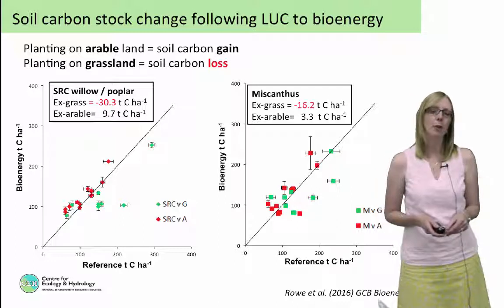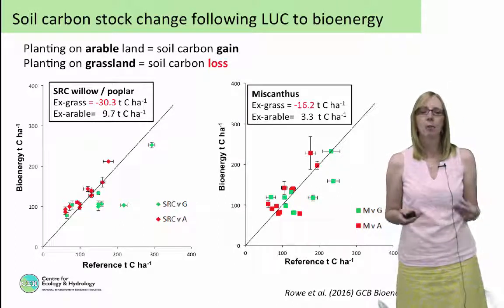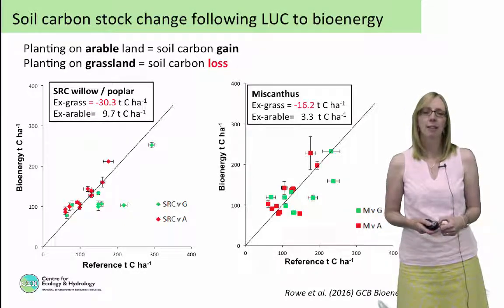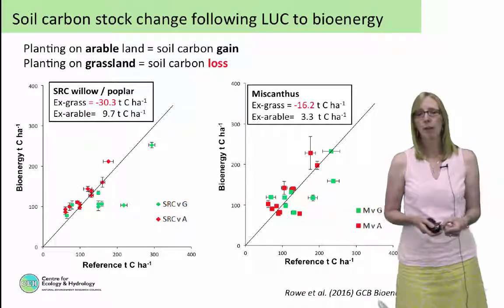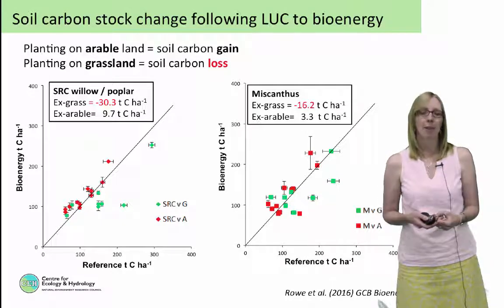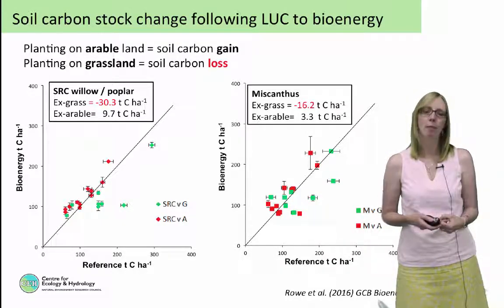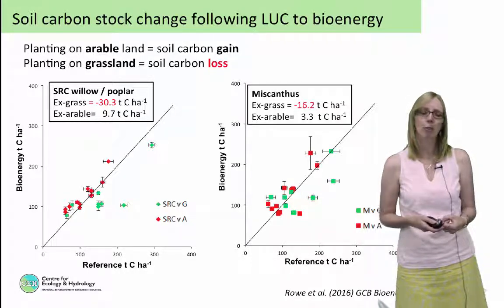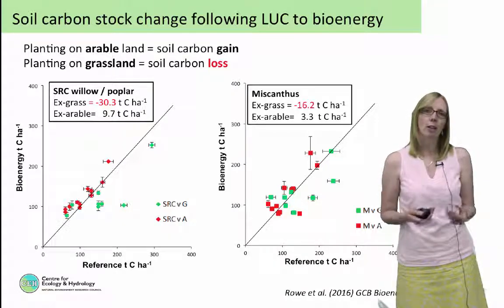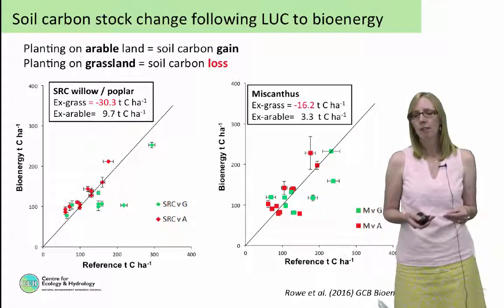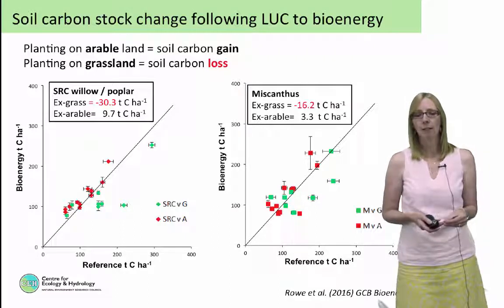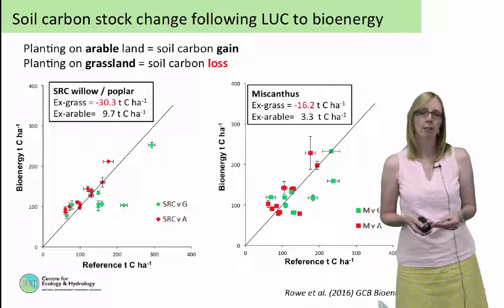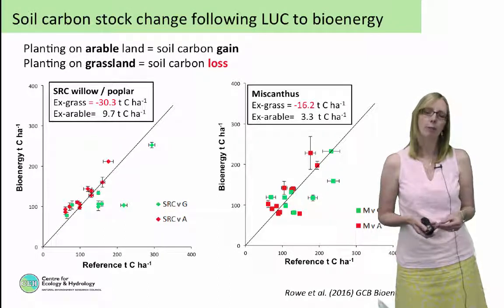For the soil carbon stocks, I want to talk to you about some data which brings together data from lots of different sites. And this is looking at the planting of short rotation coppice willow on the left and poplar, or Miscanthus on the right, and being planted onto arable land, which are the red dots, and planted onto grassland, which are the green dots. And what you should take home from this chart is that actually the data suggests that planting onto arable land, you typically get a soil carbon gain, and planting onto grassland, you typically get a soil carbon loss.